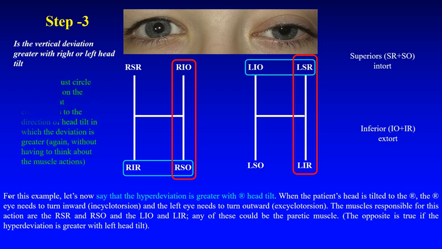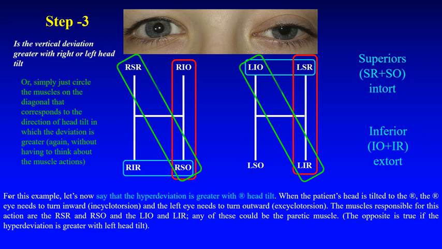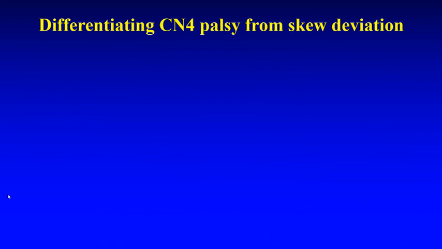So simply circle the muscles on the diagonal that correspond to the direction of the head tilt in which the deviation is greater, again without having to think about the muscle actions. So now we can say that the right superior oblique is being encircled by all three colors, the red, the green, and the blue. The paretic muscle is therefore right superior oblique. The person suffers from right superior oblique palsy.